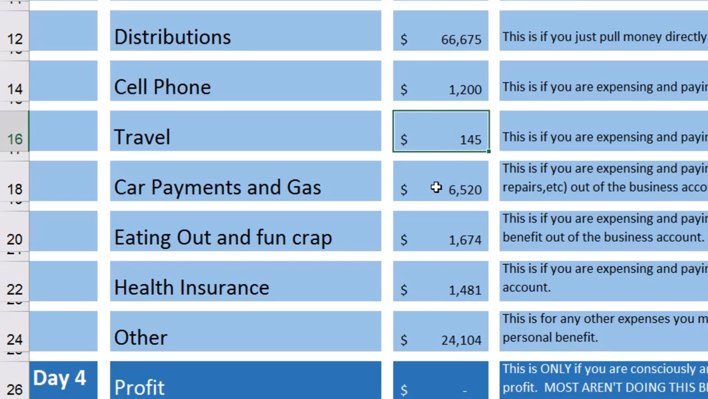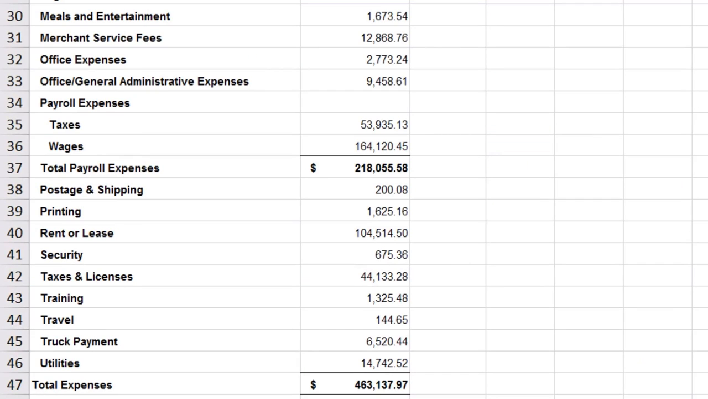Travel, car payments and gas, eating out and fun crap, health insurance, and then there's 2 expenses under other. So let me show you where those are, just to kind of give you an example, maybe help you find your own numbers. Travel, that's there, so that's part of expenses, I got to take it out. Car payment and gas, that's all under truck payment, so I got to take that out, because again, I don't want to double count it. I already have it entered in once.